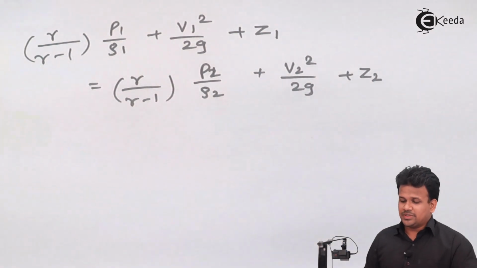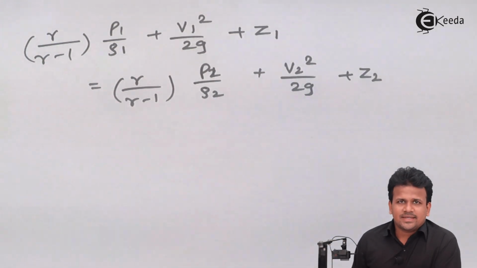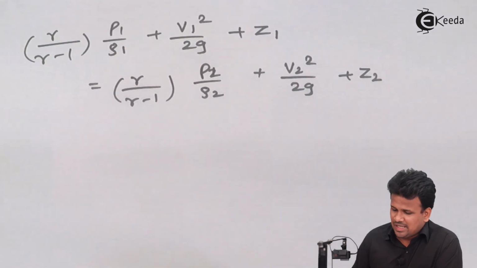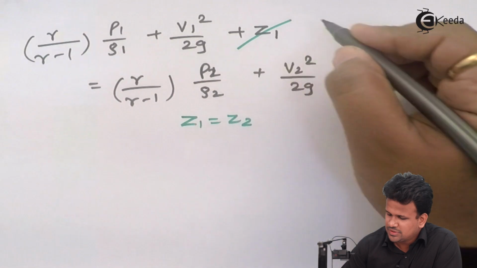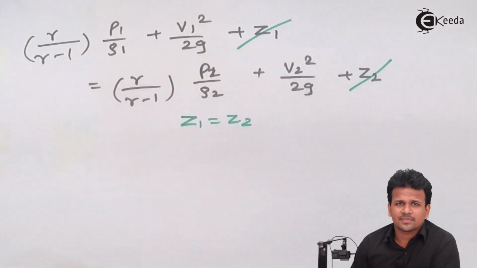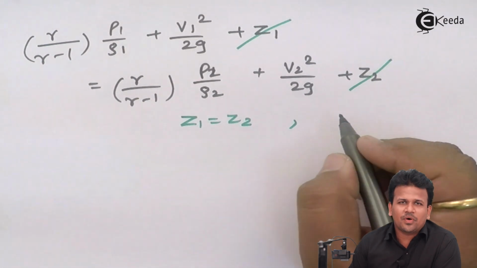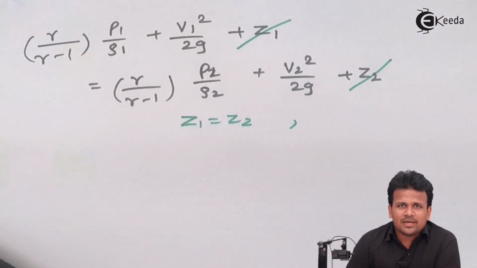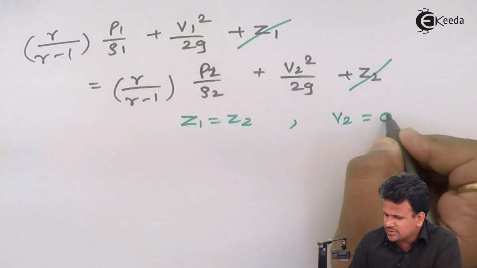Now over here we have already taken into consideration that it is in the horizontal plane. That means there is no head difference, Z1 is equal to Z2, so these two values are the same. Similarly, since it is a stagnation point where the fluid comes to rest, not the body, V2 will be equal to 0.